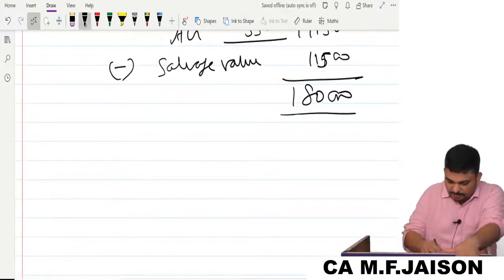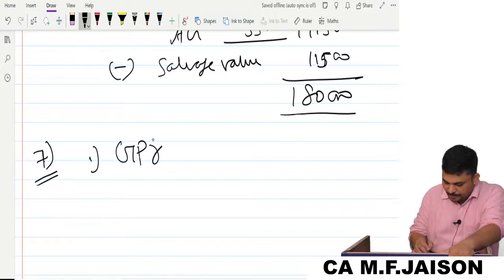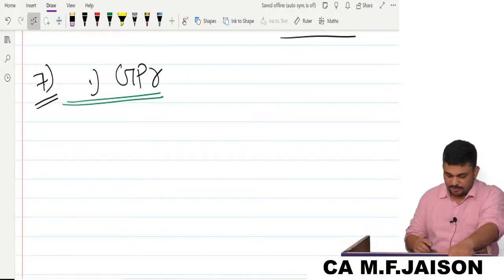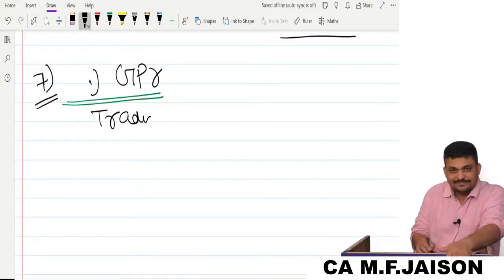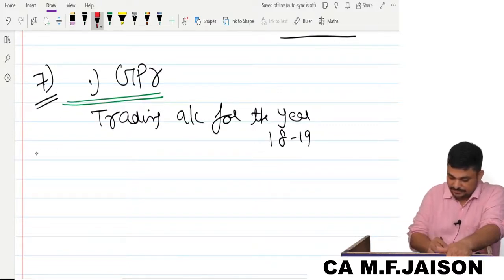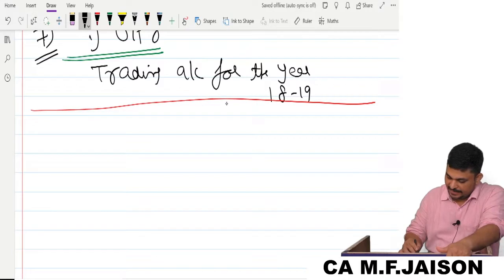Okay. So step number 1. Step number 1, gross profit ratio. We prepare the trading account for the year 1819. The fire occurred in 1920. So trading account for the year 1819.